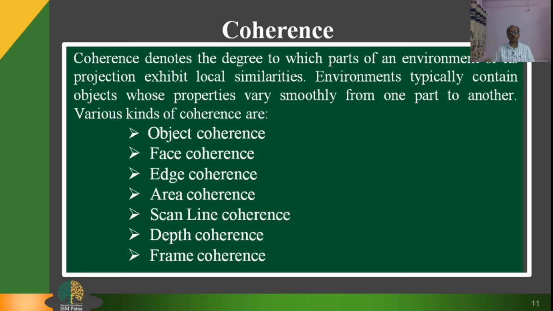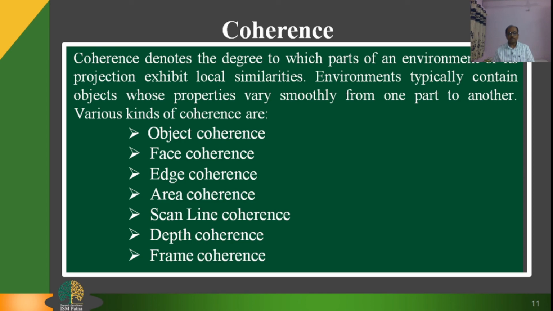And one more coherence, which is known as frame coherence. Here, pictures of the same environment at two successive points in time are likely to be quite similar despite small changes in objects and viewpoint. Calculations made for one picture can be reused for the next in a sequence.